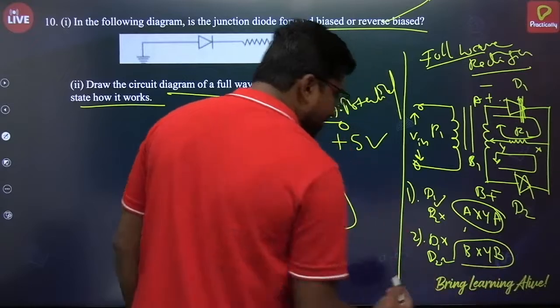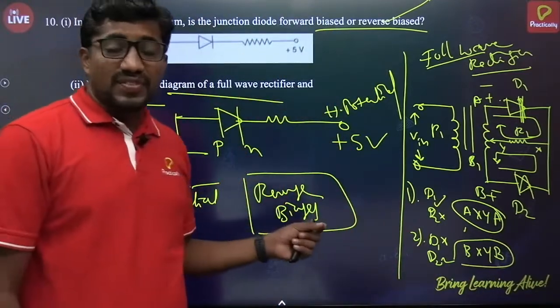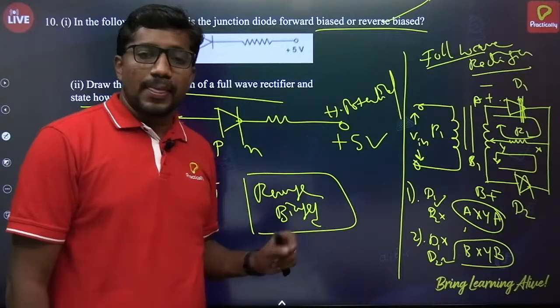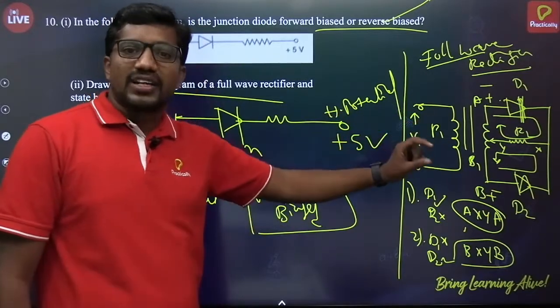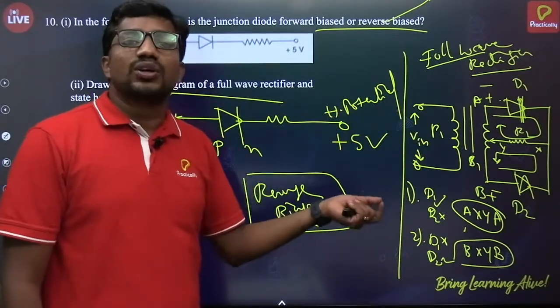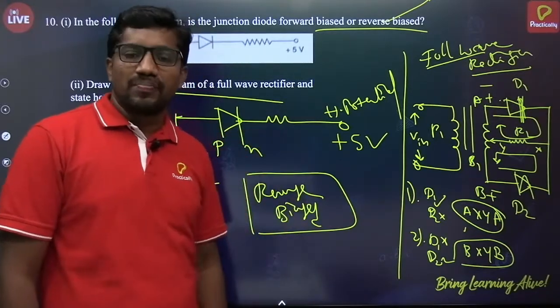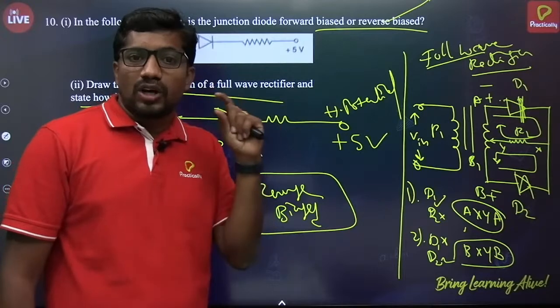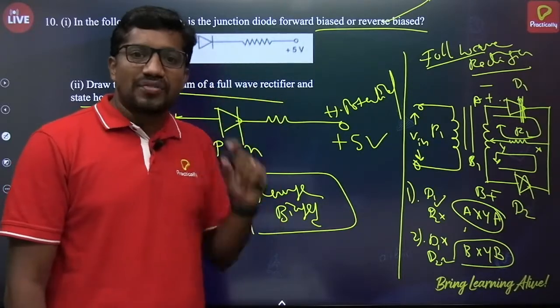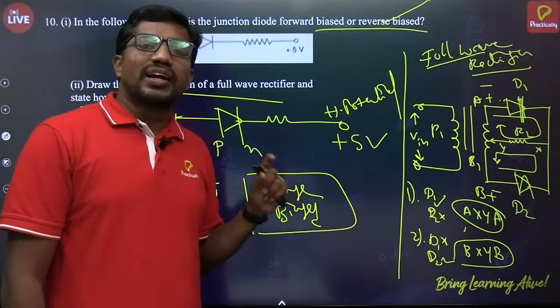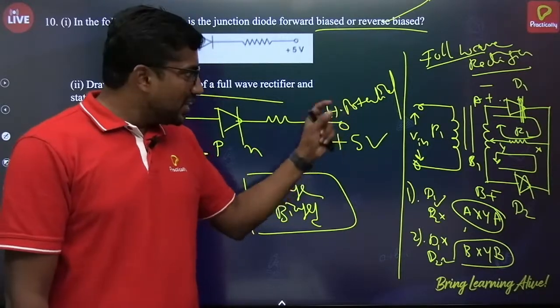So in both cases, whether it is the positive half cycle or the negative half cycle of the given input AC, the rectifier is going to function. So there is no interruption here, unlike in a half wave rectifier. It will conduct only during one half cycle, so it won't work in the other half cycle, and you won't get a full wave output. But here it is not like that.